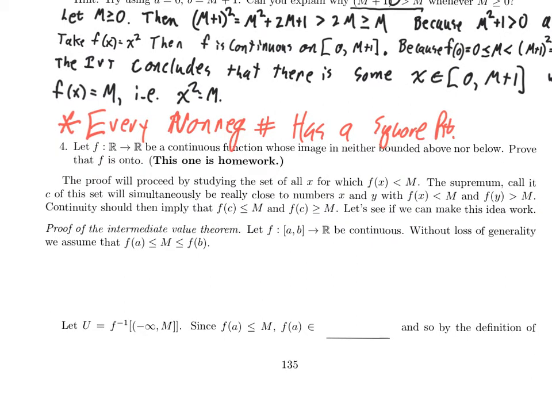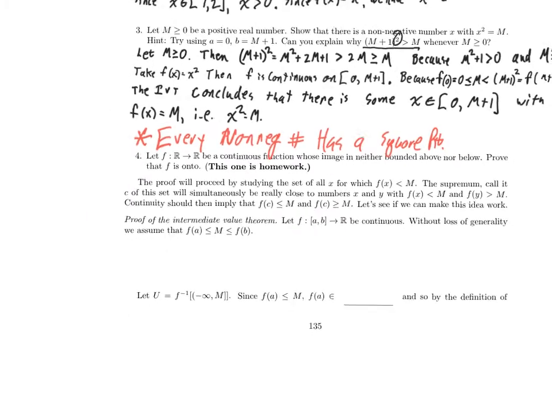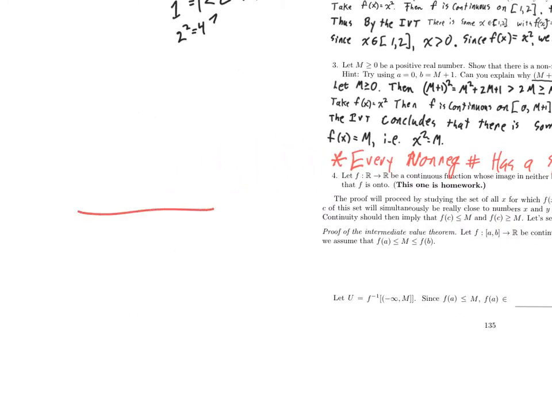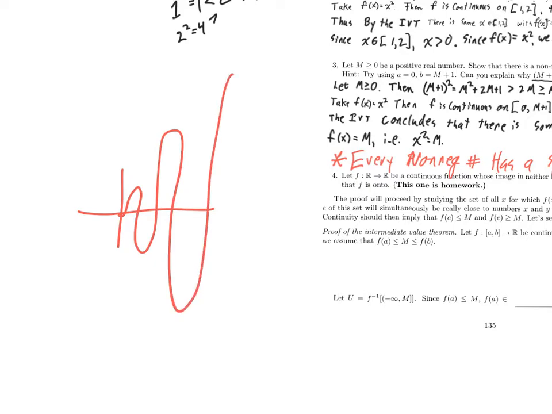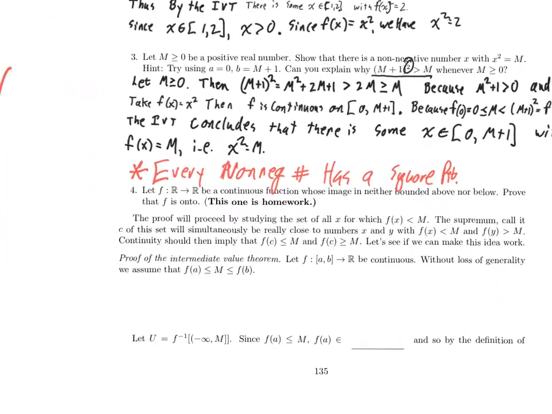Let f from R to R be a continuous function whose image is neither bounded above nor bounded below. I claim that this function f is onto. So if you have a continuous function defined on the whole real line, which has some places where it gets really big and some places where it gets really small, it could be a really complicated function, right? I'm thinking about a function that wiggles bigger and bigger. That function will be onto.